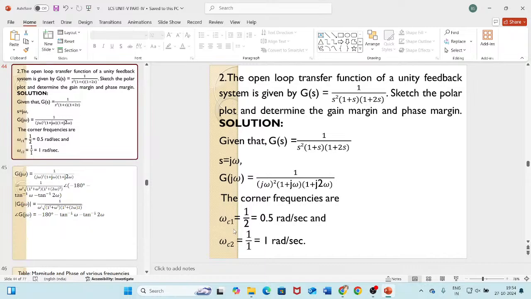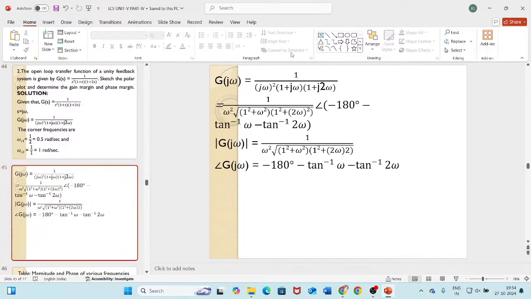So you will get omega c1 equal to 1 by 2 equal to 0.5 radians per second, and omega c2 equal to 1 by 1, that is 1 radian per second. You have to follow the same pattern, and this is how you will get the G of j omega. Okay, so you just determine the magnitude of each and every term and determine the phase angle of each and every term.